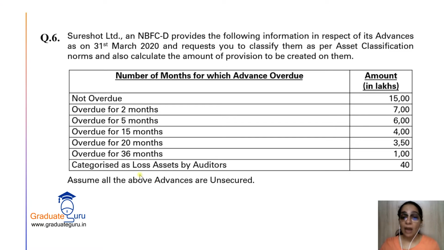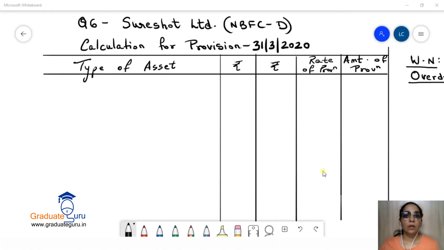Okay. So now let's go to the solution and see how to solve this sum where we are doing two things at the same time. Asset classification also and provisioning also. So this is the kind of format that we will need. Here we are doing question 6 as I have told you. We are calculating provision basically, but I am also going to classify the asset.